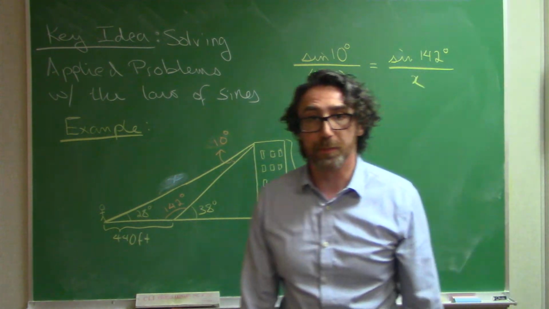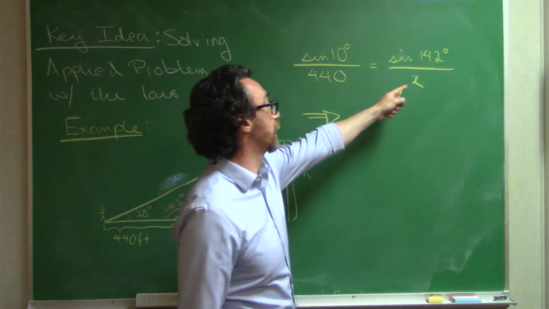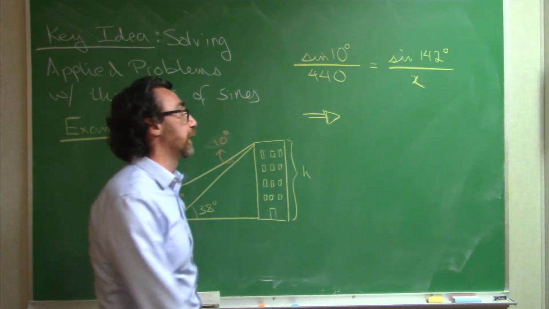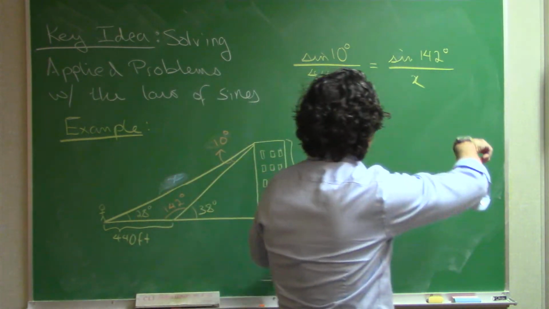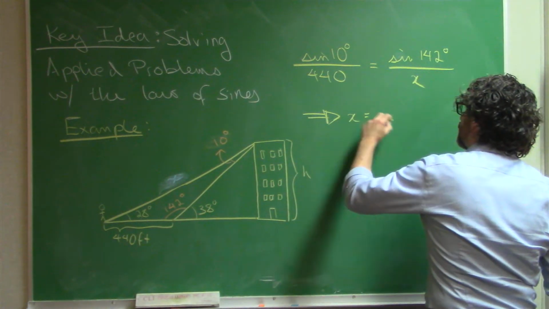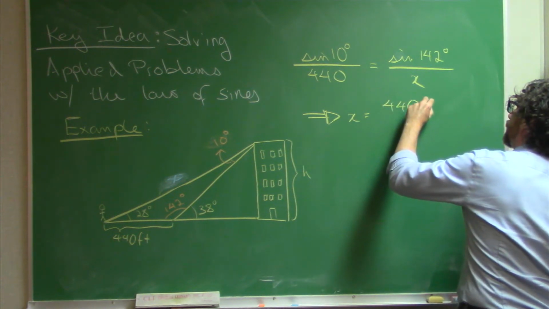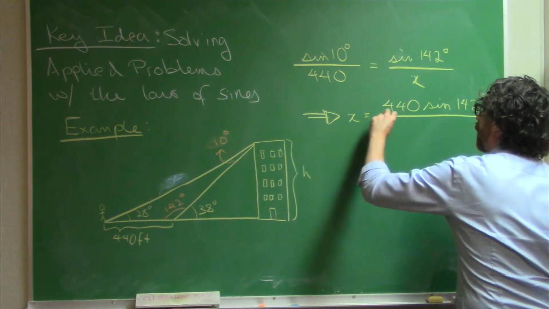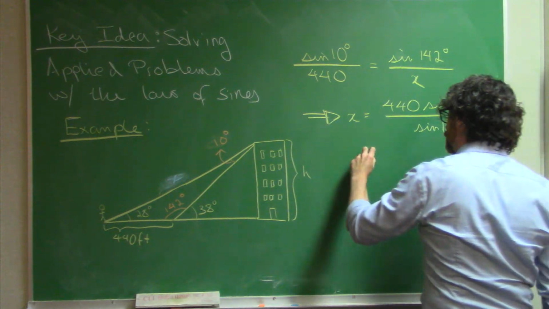At this point, we should be pretty good at solving these kind of equations when you have an unknown in the denominator. Kind of what they might call cross multiply. Okay, bring the x up here, bring the 440 over here, divide out the sine 10. You get x equals 440 times sine 142 over sine 10 degrees.